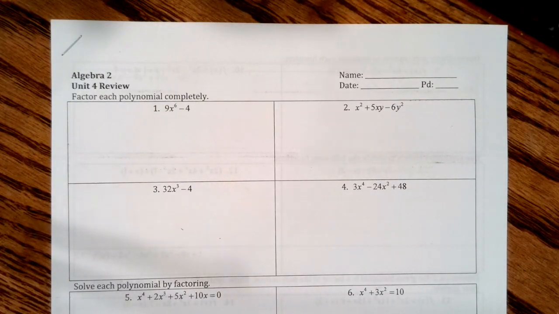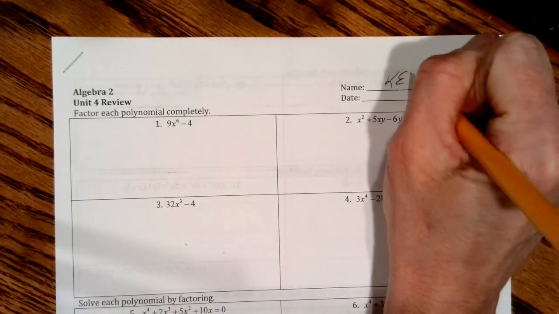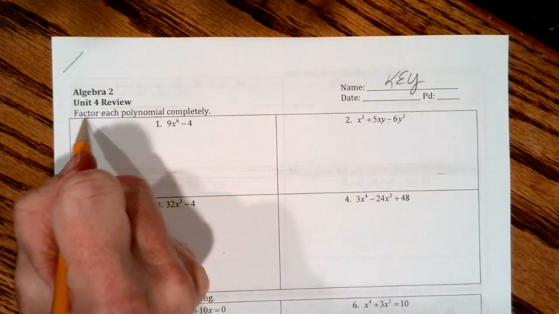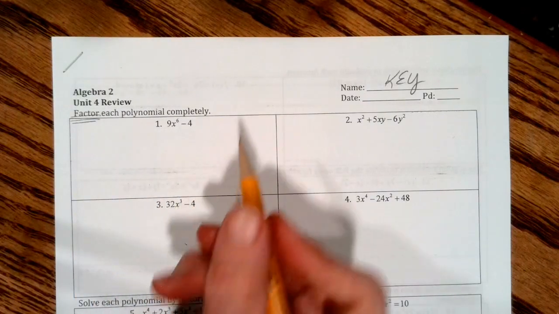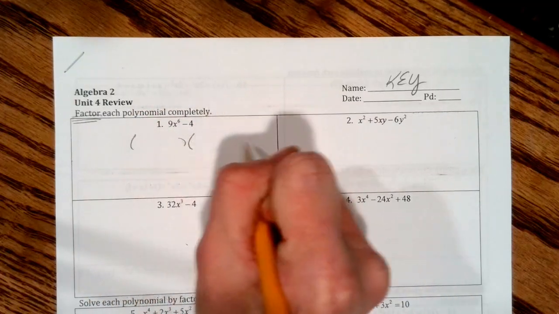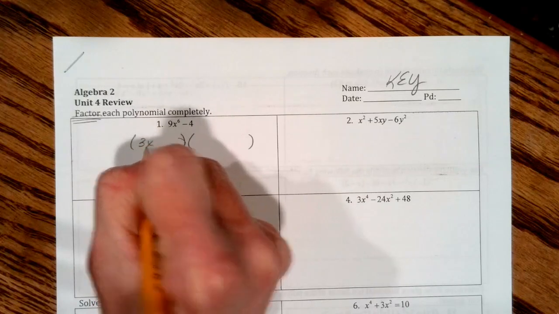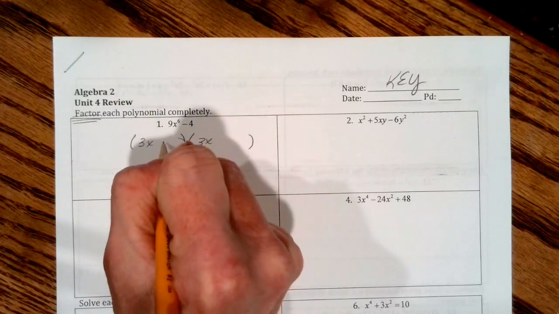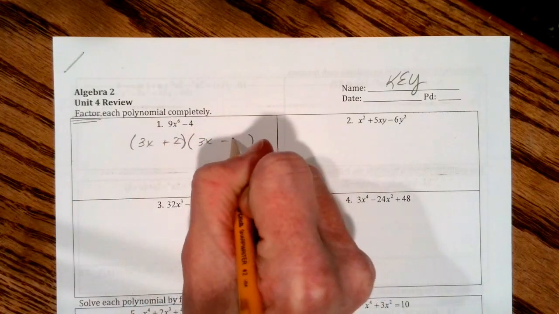Okay, algebras, let's make the key for our Unit 4 review. All right, remember to pay attention to what you are being asked to do. They're asking me to factor. So I'm going to look at what I have, and I see two best friends, two perfect squares. So 3x and 3x, plus and minus, 2 and 2.